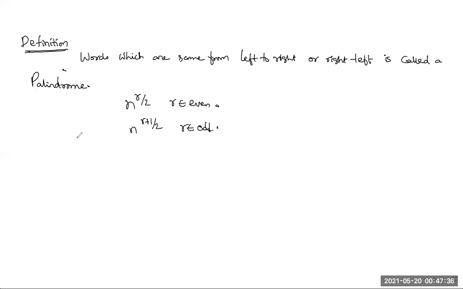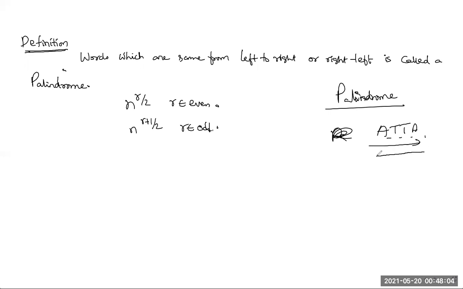Next, there's also one more thing which you should know before we head towards the questions in the next lecture. That is palindrome. So what does a palindrome mean? Suppose you consider ATTA. If we pronounce it from left to right, it's ATTA, and if we spell it from right to left, it's also ATTA. So it's spelled the same from both right to left and left to right. These terms are called palindromes.